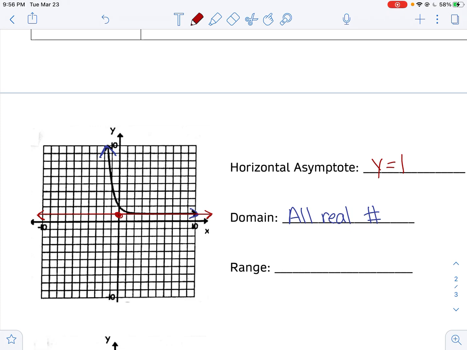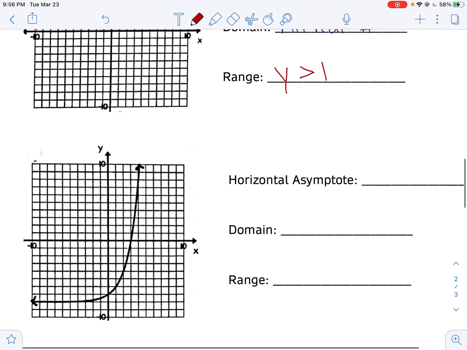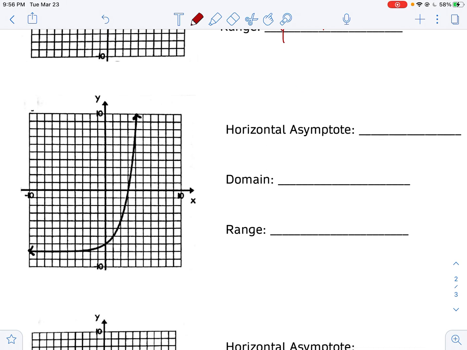Then we're going to look at the range. Again, we use the horizontal asymptote to help us. Now, all of my y values are going up from 1. So all my y values are greater than 1. Again, it can't be "or equal to" because you can't touch the asymptote. So it gets really close to 1 and it approaches 1, but it never touches it. Looking at the next one.